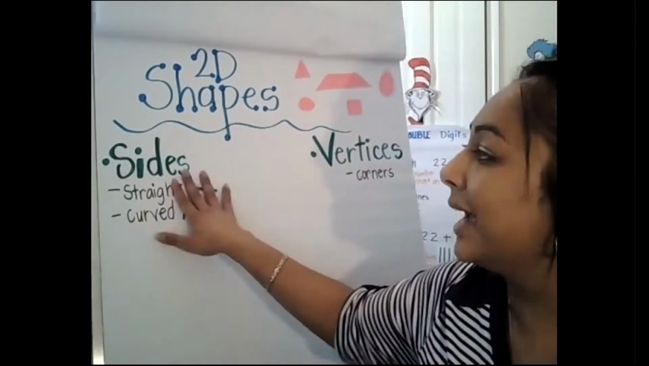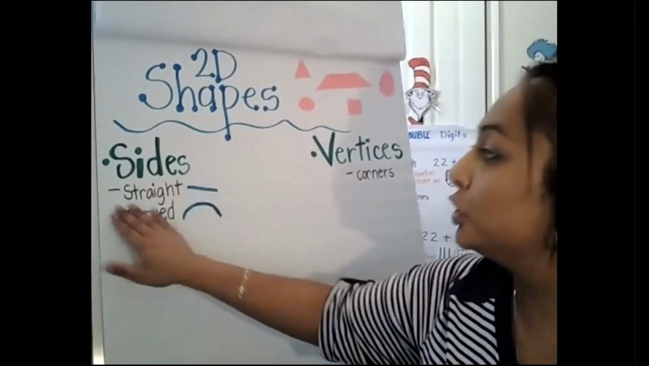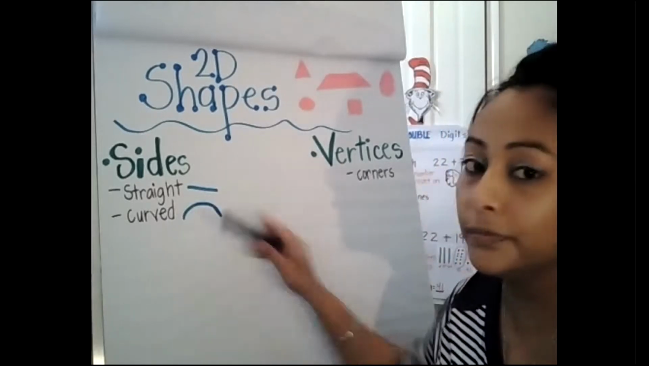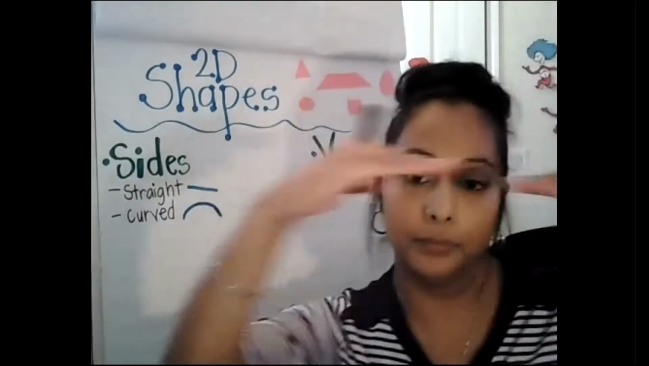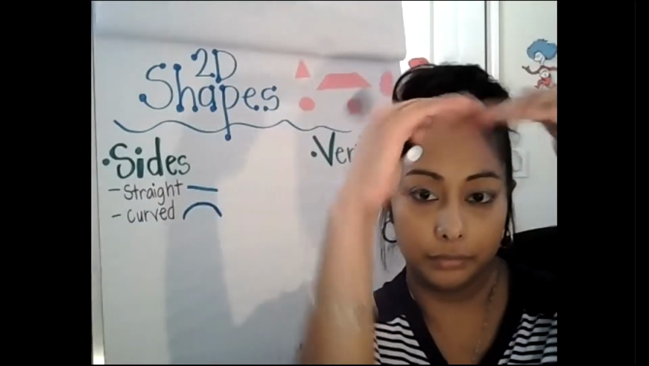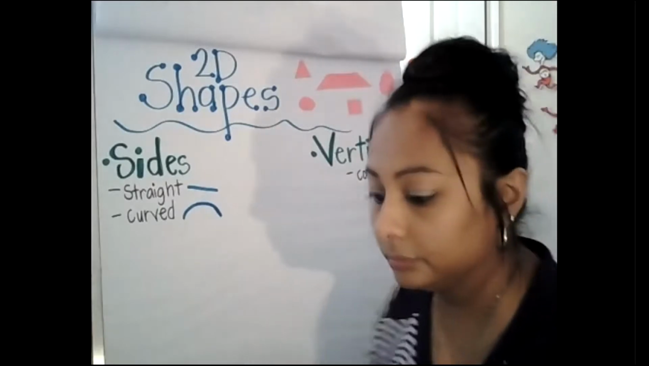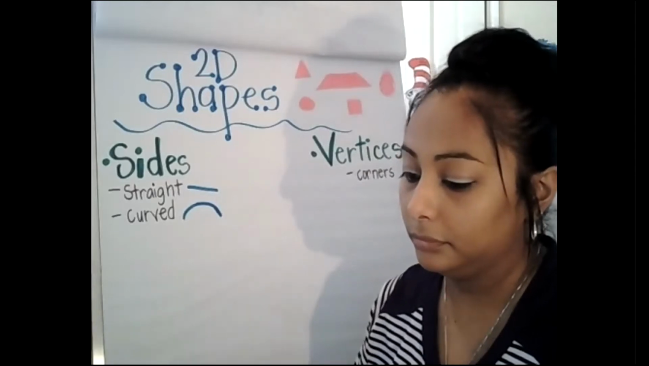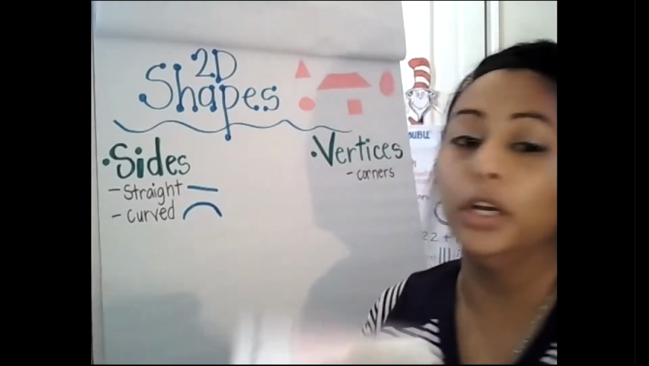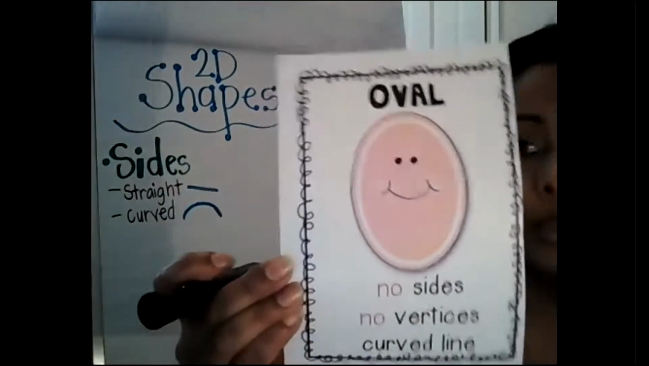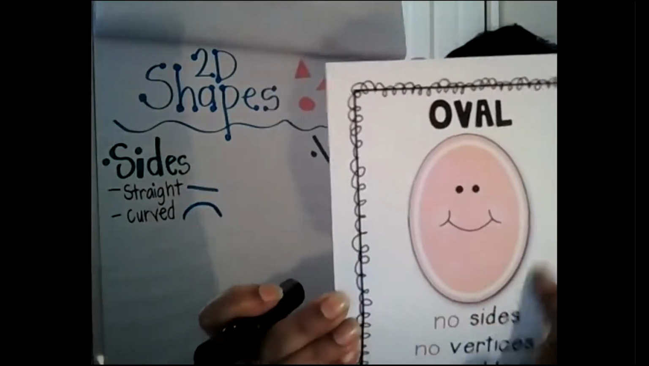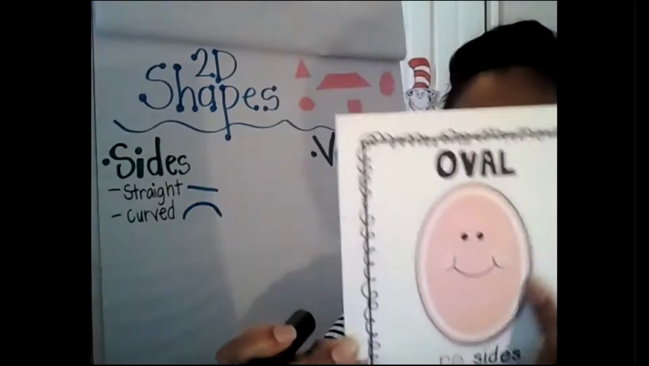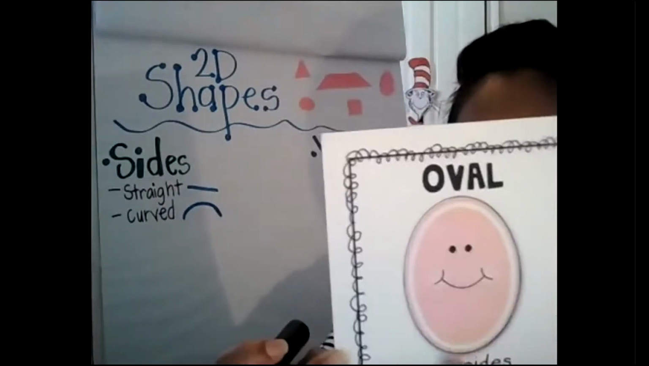Okay, sides can be straight or they can be curved. So straight sides or curved. Los lados pueden ser derecho o pueden ser curvado. So if we're looking at our oval over here, it has one curved side. El óvalo tiene un lado que es curvado.